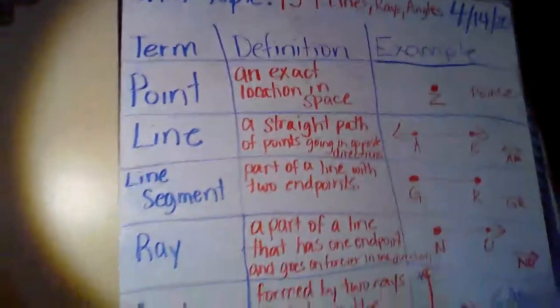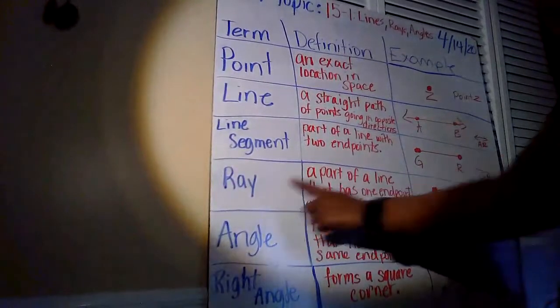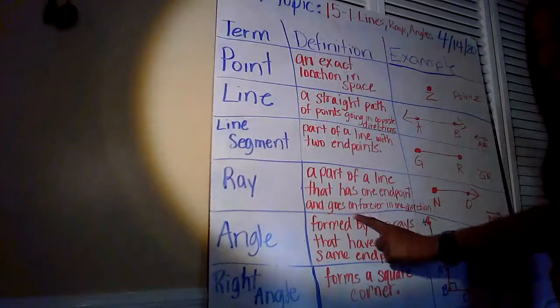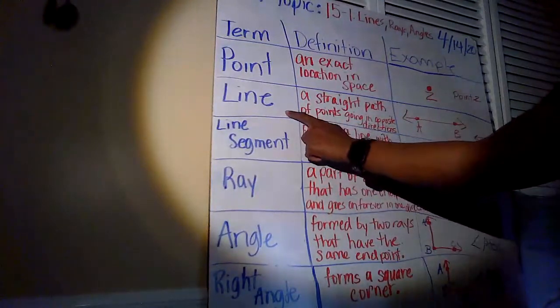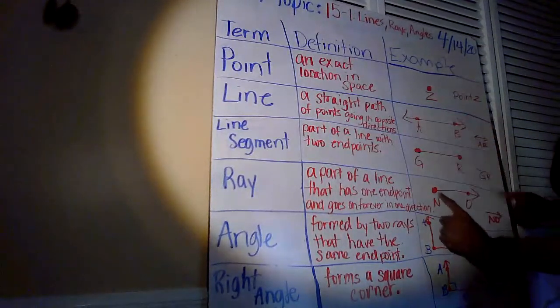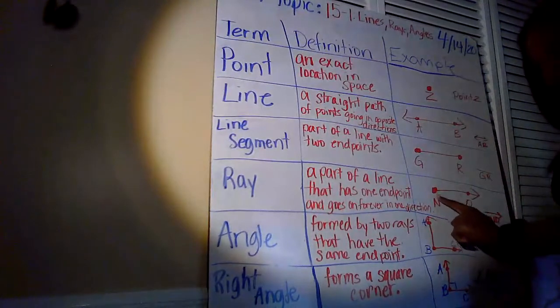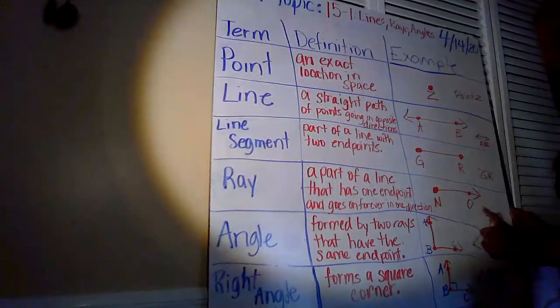Okay, now the next word is a ray. Like a ray of light, ray. So a ray is a part of a line that has one endpoint and goes on forever in one direction. So it's kind of like a line, but instead of going in both directions, it's just going in one direction. So it could be going to the right or it could be going to the left, but just one direction. So this ray is called NO, and it's going to the right. So you have the 2 points, but there's only one arrow.